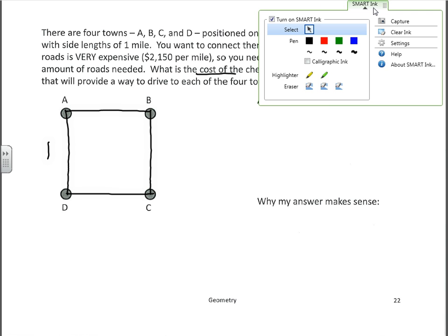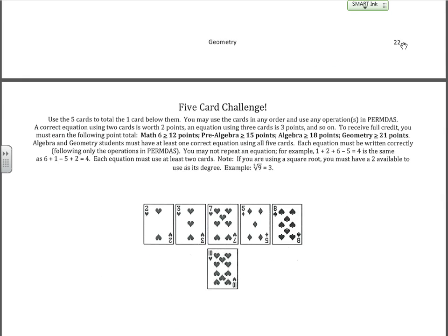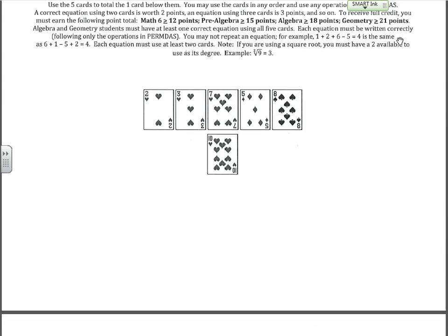Okay. Next one, 5-card challenge. We've talked about this before. Make sure you get one equation using all 5 cards. You need at least 21 points, and you're trying to make a 10 with the 5 cards that are given.